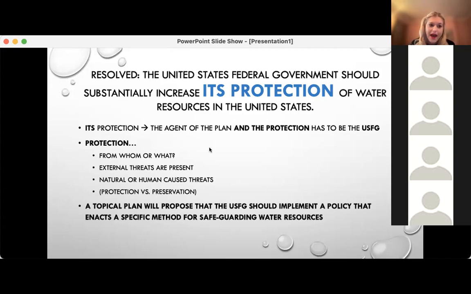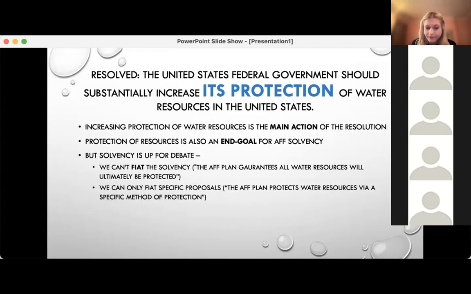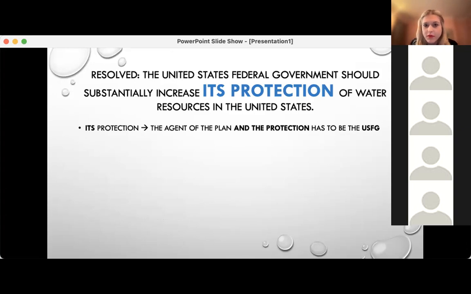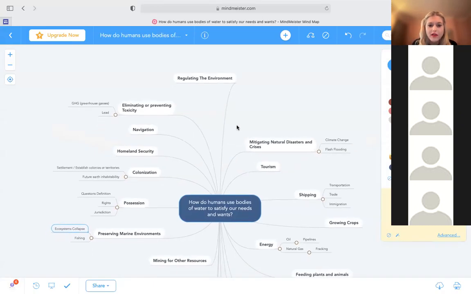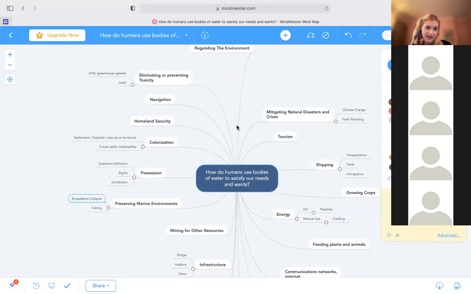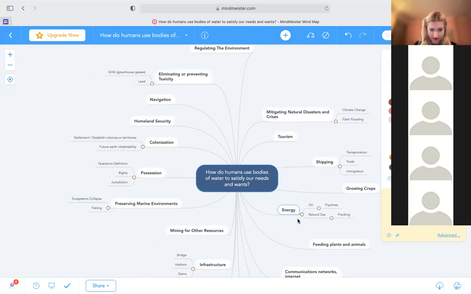So even though everybody's AF will defend the resolution, not everybody's AF will be about all of these things. You know what I mean? Nobody has time in 8 minutes to talk about all of these things. So different AFs will focus on different things. Some AFs might focus on navigation for military reasons. Some might focus on eliminating or preventing toxicity like lead or even bacterial or viral toxicities. Or some might focus on actually increasing access to energy.